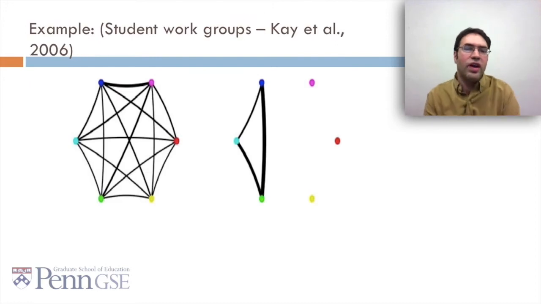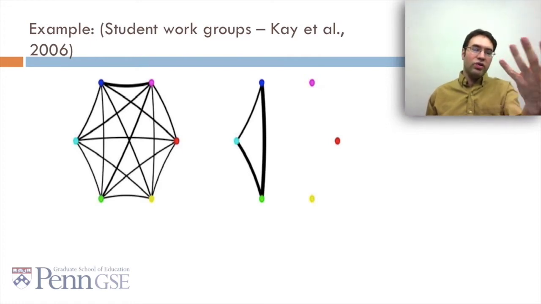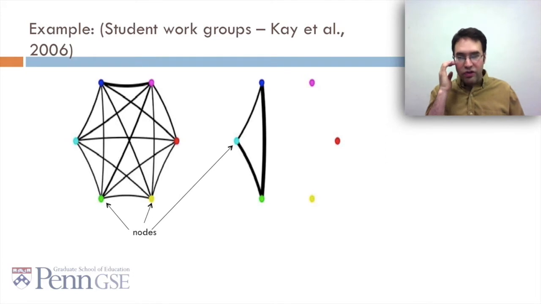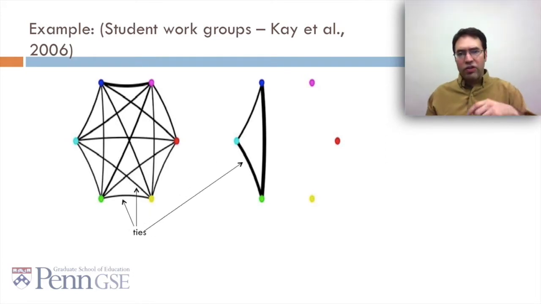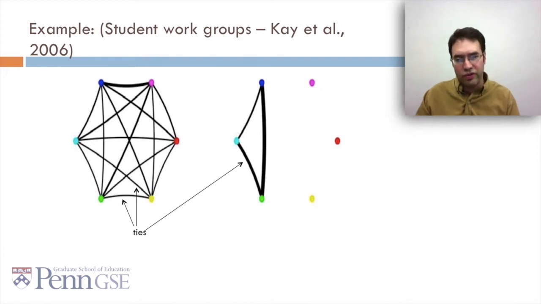Here's an example, and it's actually student work groups from Judy Kay and Kalina Yacef's group in Australia. Here we have two different groups of students who are working on the same assignment. And you can see that in one group, everyone's talking to everybody, and in the other group, 3 students just did everything by themselves. And each of the students is a node. Each of the links between students is a tie. This might be, in this case, students working on the same resource.